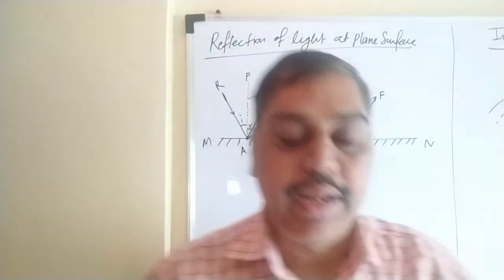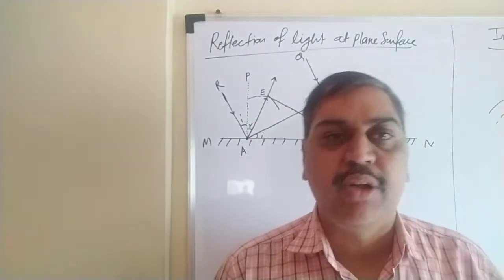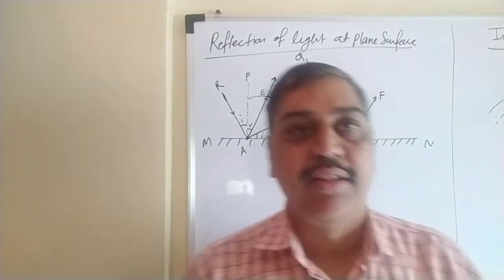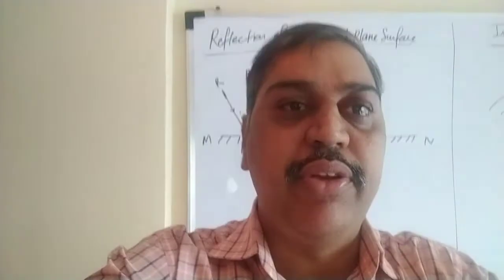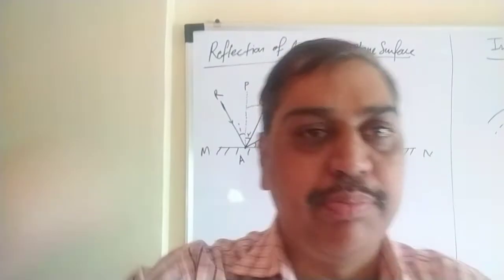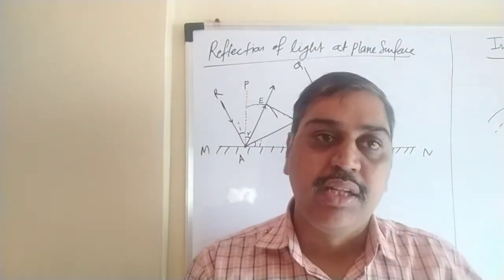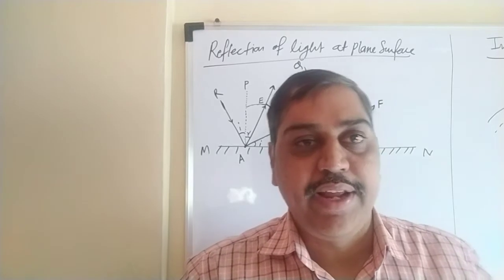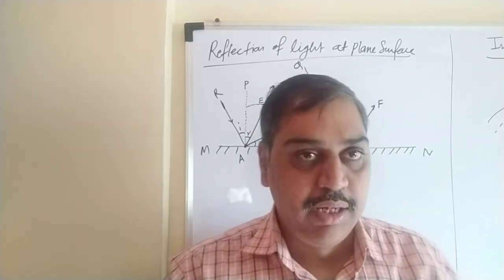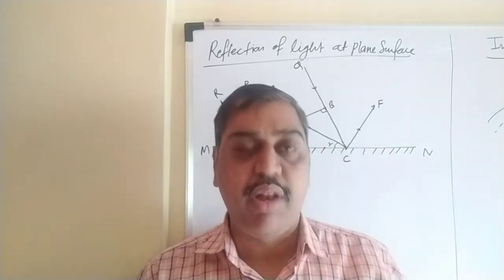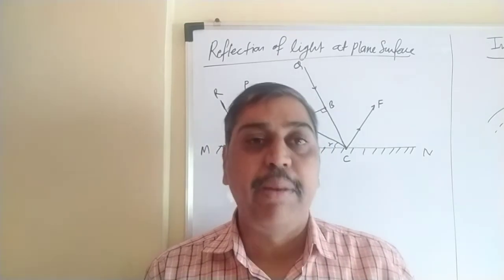Hello student, let's start with the next topic of our syllabus, that is nothing but a reflection of light from the plane surface. So what exactly we have to prove here? If you remember, in the last part we started with the Huygens principle. We have learned that Huygens principle. Apart from that, we have seen the construction of plane wavefront and spherical wavefront from Huygens principle. Now in this topic we have to see the reflection of light from a plane surface.